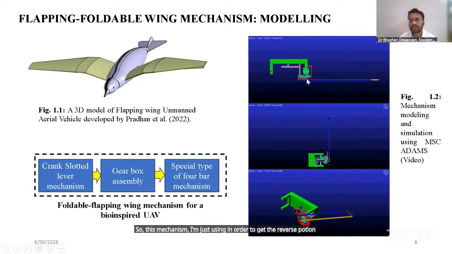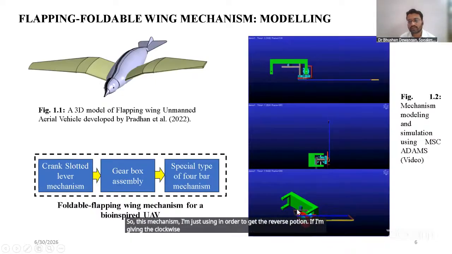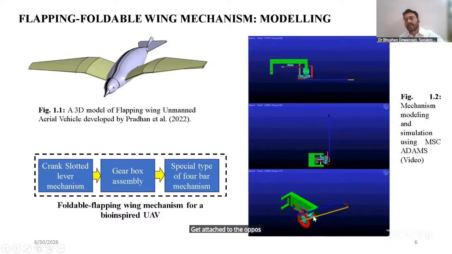So this mechanism I'm using in order to get the reverse motion. If I'm giving clockwise motion to this slotted lever, here my whole mechanism, this annular ring, can attach to the opposite bevel gear. So it will give me anti-clockwise motion, but the orientation will be the same degree.